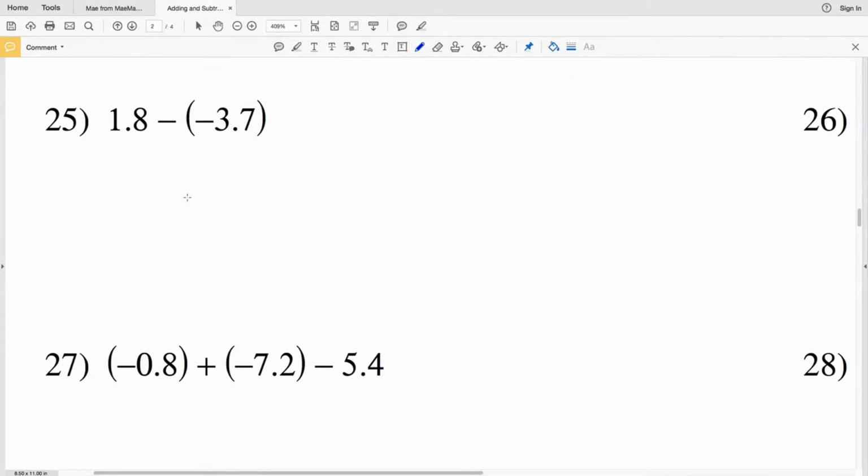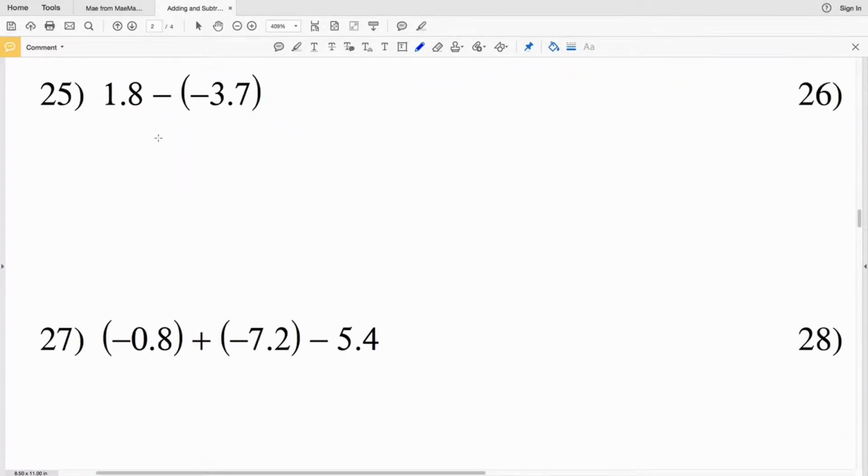Now 25. 1.8 minus negative 3.7. That will be 1.8 plus a positive 3.7, since subtracting the negative is really adding a positive. 1.8 plus 3.7 is going to give us 5.5.